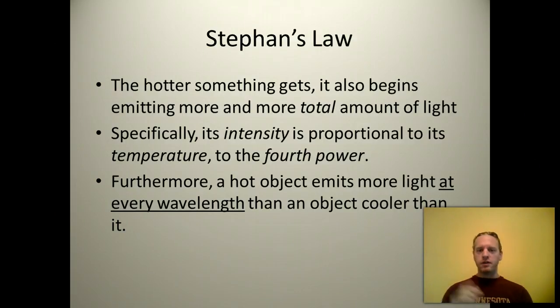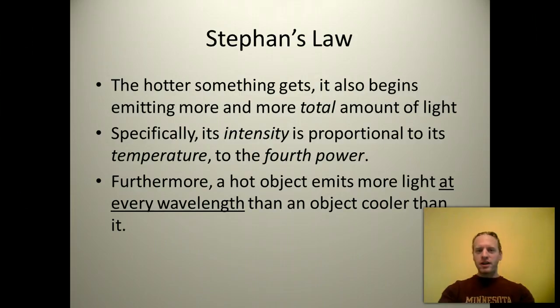That's exactly how this works. The filament in the light bulb is getting hotter, and so it's giving off more light. And then when you pull it down, it's making that filament cooler, and it's giving off less total light. Specifically, the intensity of the light, or how much light it's giving off, is proportional to the temperature to the fourth power. So if you double the temperature, the intensity of the light actually increases by a factor of 16. 2 times 2 times 2 times 2, or 2 to the fourth power: 2, 4, 8, 16.